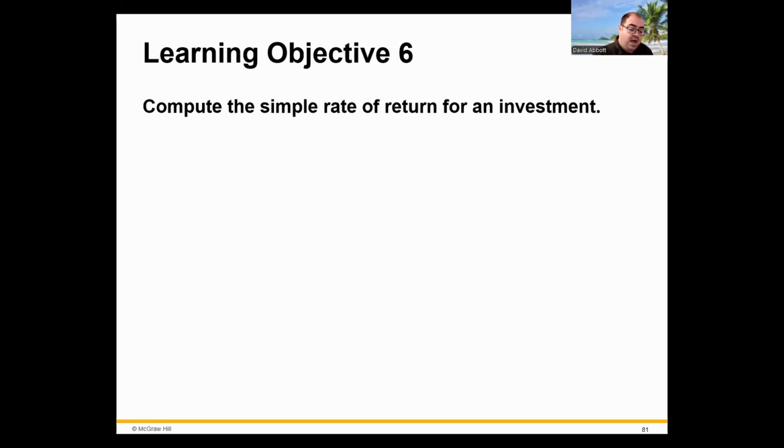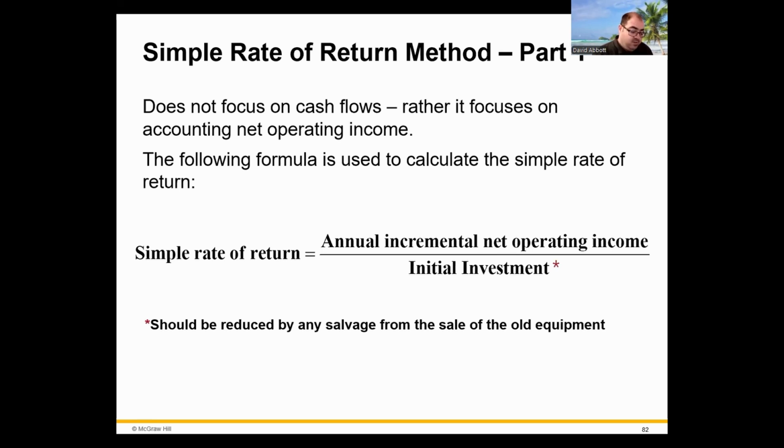Then we'll look now at computing the simple rate of return for an investment. So first of all, the simple rate of return method, also referred to as the accounting rate of return or the unadjusted rate of return, does not focus on cash flows. Rather, it focuses on accounting net operating income. The equation for computing this simple rate is as shown. So it is the annual incremental net operating income over the initial investment. And remember that the initial investment should be reduced by any salvage from the sale of the old equipment.